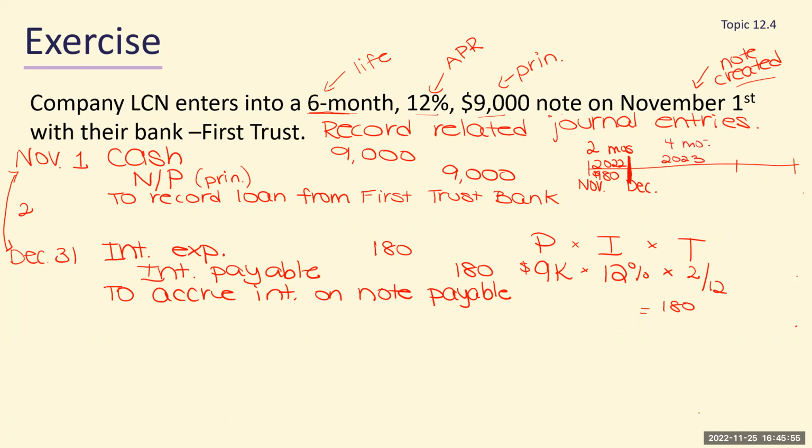4 months worth. Let's see, December 1st, January 1st, February, March, April, May 1st. Okay. All right, so we've already recorded this 180. There it is, expense in the same time period, done. So now we have to record the journal entry at maturity. Assuming we honor the note, our maturity date is May 1st to record payment of note at maturity.